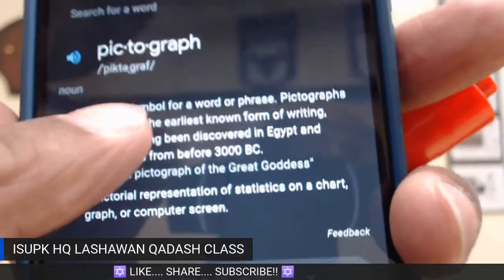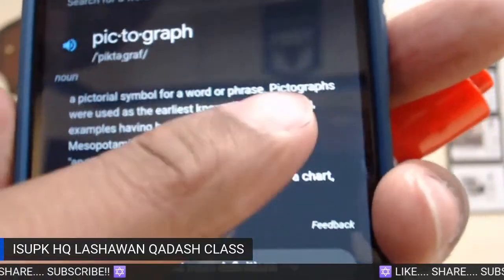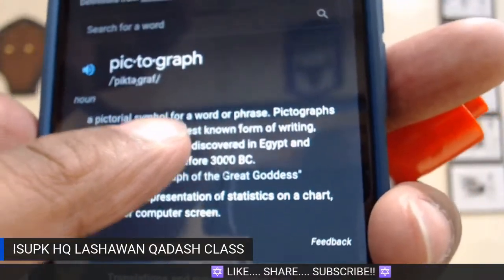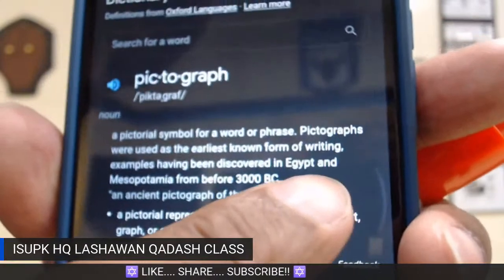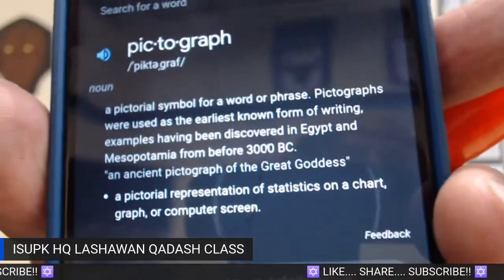A pictorial symbol for a word or phrase. That's what a pictograph is. Pictographs were used as the earliest known form of writing. The Lashawan Qadash is the earliest known form of writing, because there was no writing before that. All right.